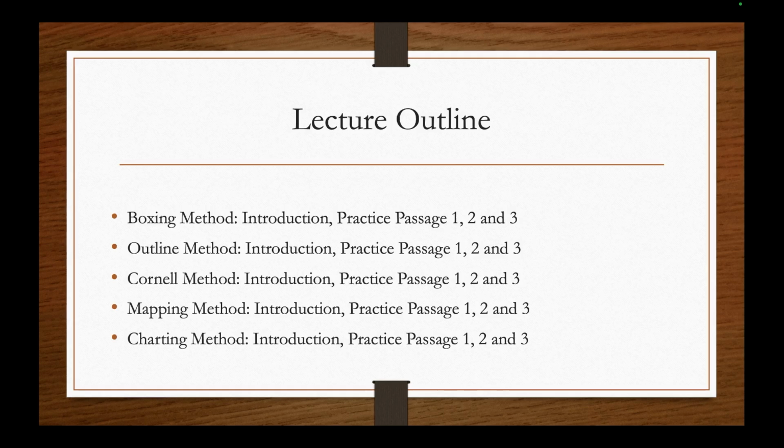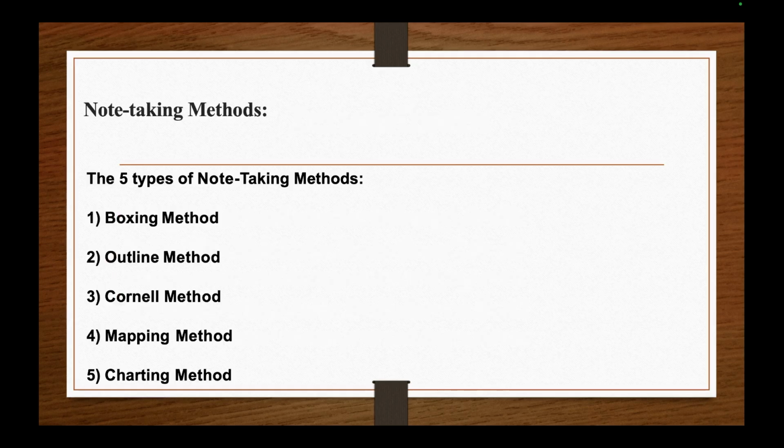Now, let's move first. Note taking methods. Now, the 5 type of note taking methods are boxing, outline, Cornell, mapping, and charting. And in this module, we are going to discuss all these methods at length and we are going to practice.